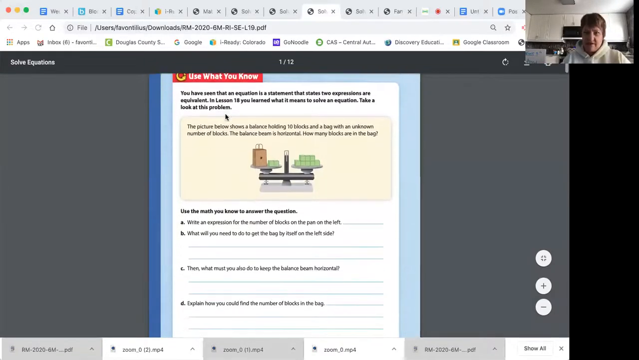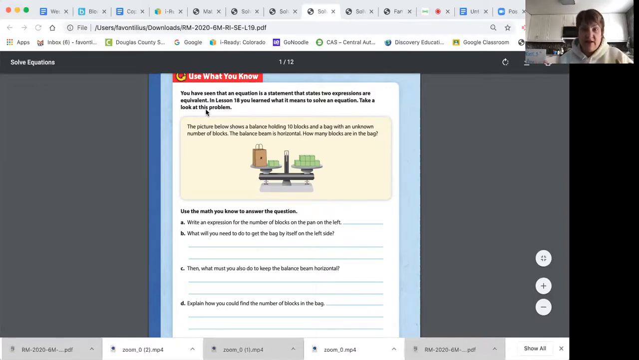Okay, so let's go to this page right here where it says use what you know, lesson equations. It's an introduction. So check this out. You've seen that an equation is a statement that states two expressions are equivalent. We've been doing that for so long. In lesson 18, where we left off, and you did quite well, you learned what it means to solve an equation. Take a look at this problem.